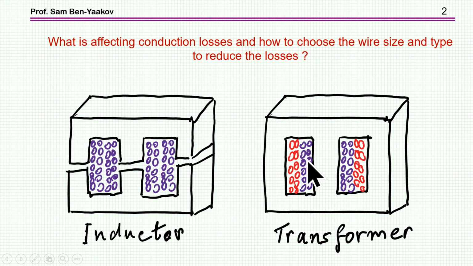Of course, there's also the problem of core losses, but we are now concentrating on conduction losses, that is the losses due to the resistance of the wires, and how to choose the wires and the type of the wire that will bring about the minimum losses. So this is the subject matter of this presentation.